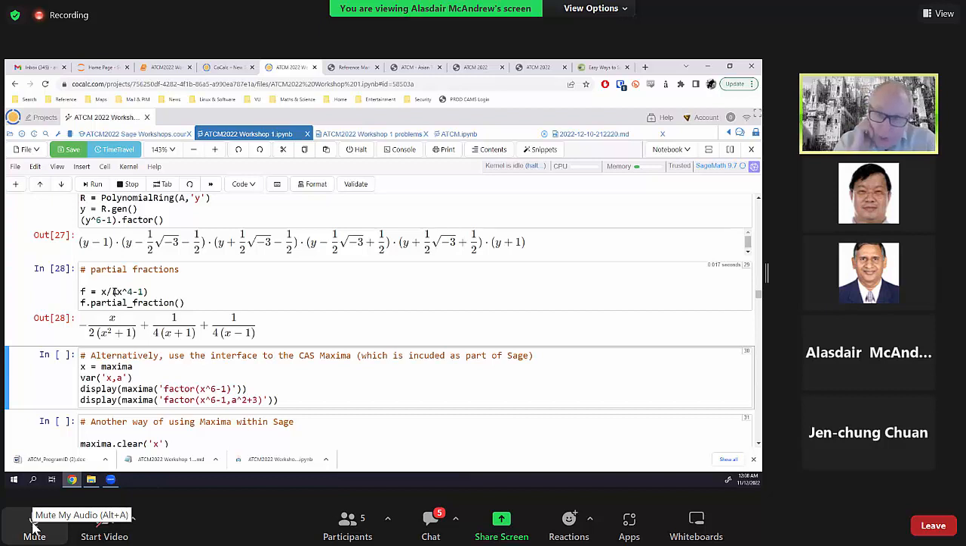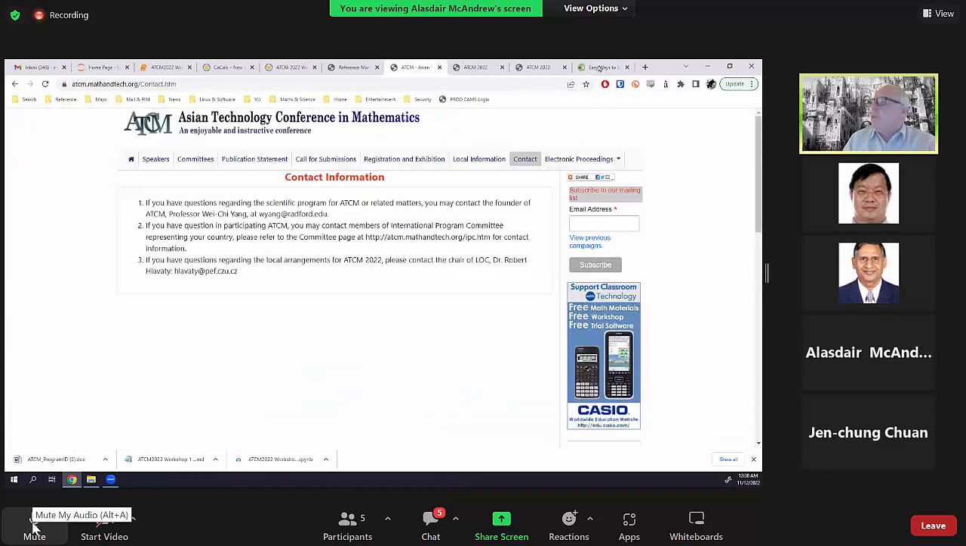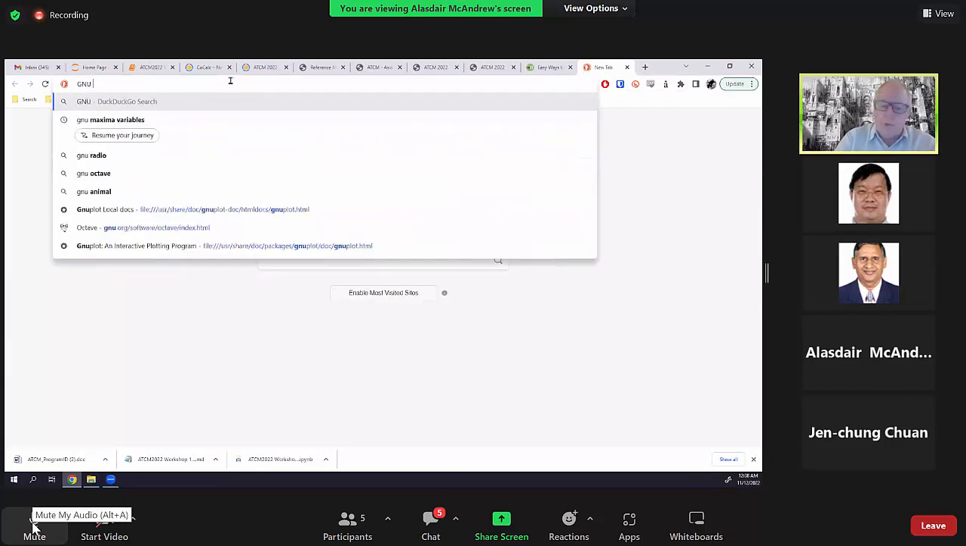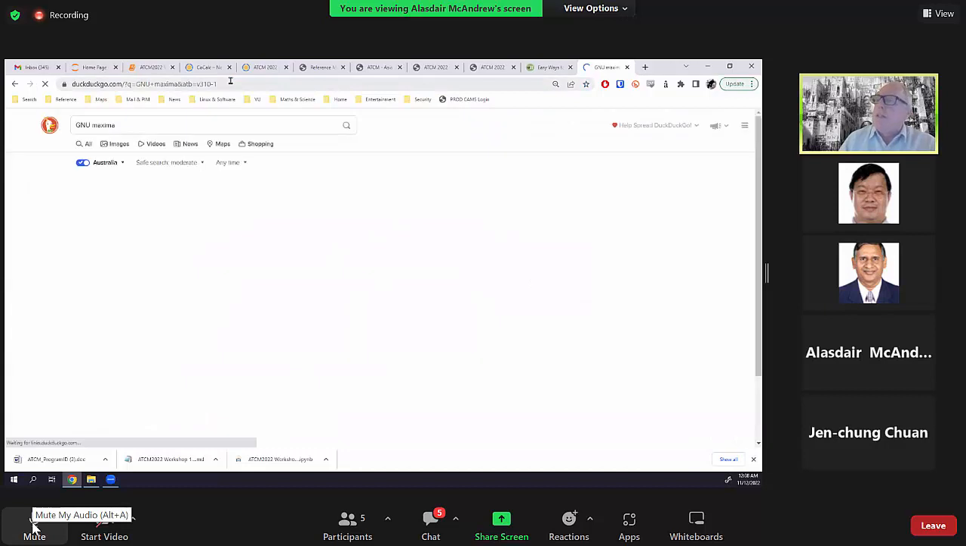But the other thing we can do, as I said before, is that Sage contains within it a vast number of other subsystems. And one of those is Maxima. If you want to look it up, let's have a look, very quickly to show you that. So it's GNU Maxima.